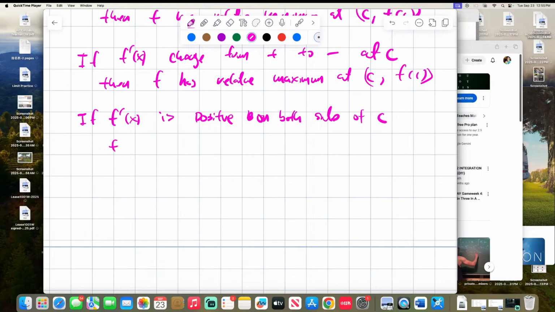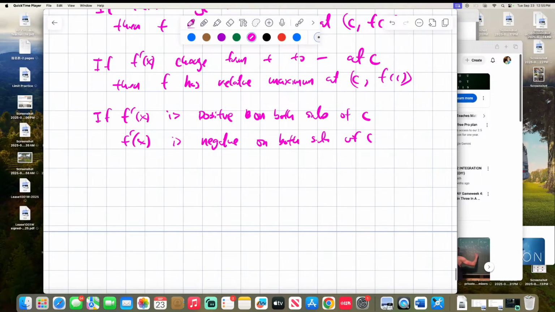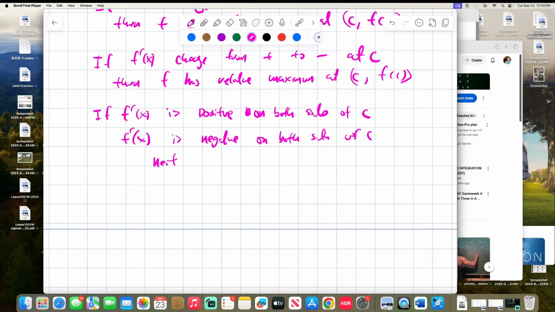Or f prime of x is negative on both sides of C. Then it can go down and down. Therefore, it's neither maximum or minimum. Right? You can go down and down.